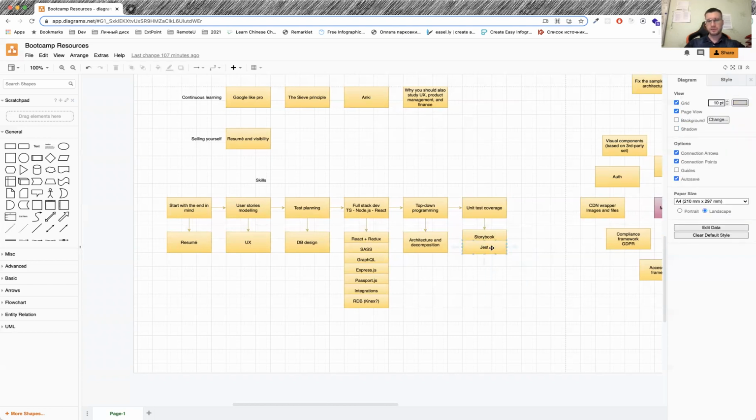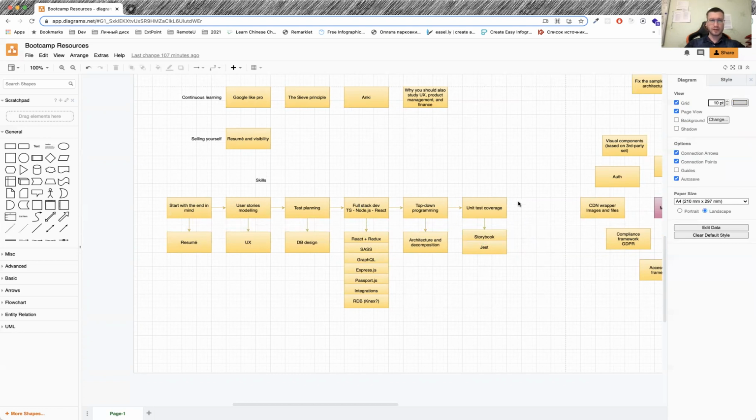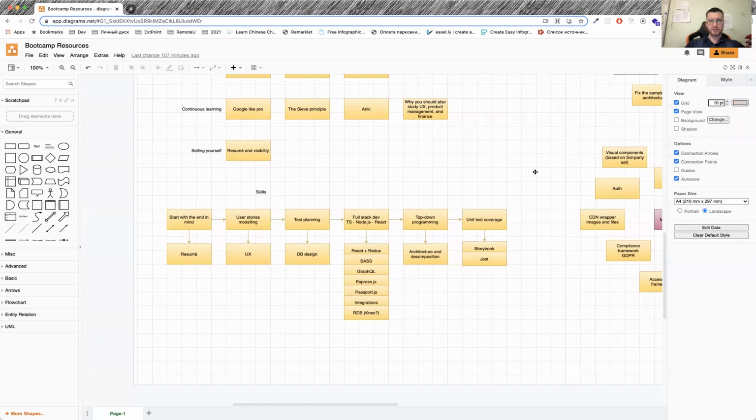Here, the particular technology is Jest, because that's a JavaScript stack, and also Storybook. We can master, and we should master, the so-called visual unit tests approach. So that's enough, I think, about skills.